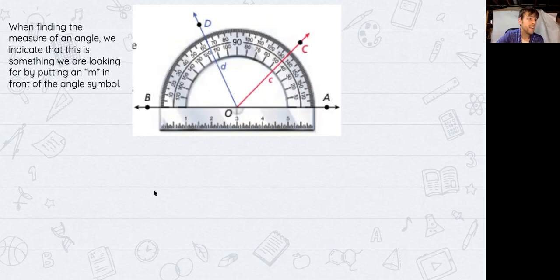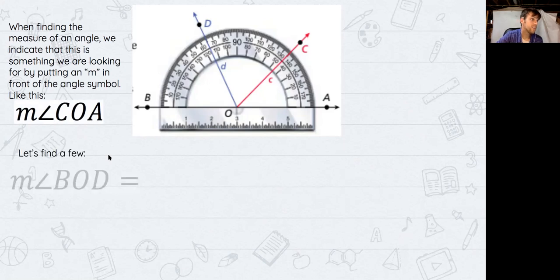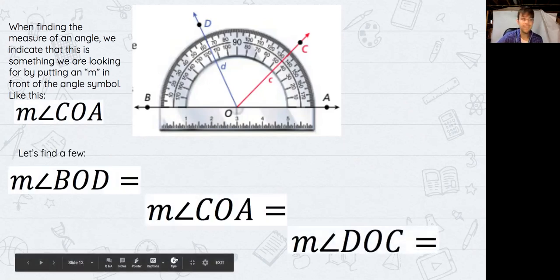When we're finding the measure of an angle, in symbols, we write it out like this. We have this little m here. That stands for the measure of angle COA. When we talk about that, we generally want to know how many degrees it is. So let's use this protractor up here to find a few of these angles. I'm going to go through them.